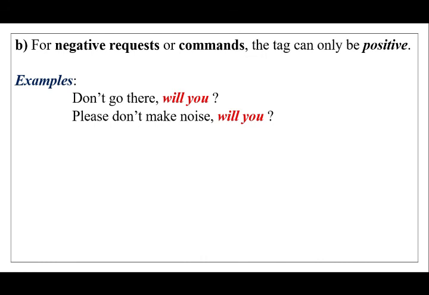Don't go there, this is a negative command. Don't go there, will you? The question tag is "will you?" Please don't make noise, it's a negative request. "Will you?" is the question tag. So in both cases, "will you", that means your tag will be only positive.